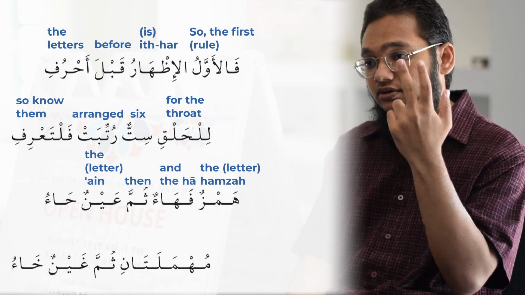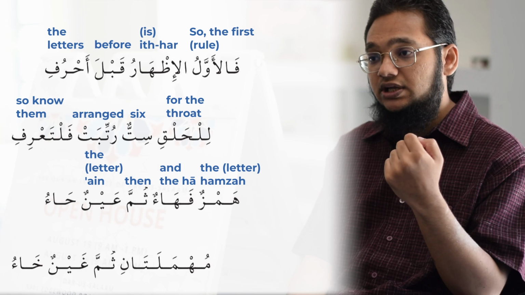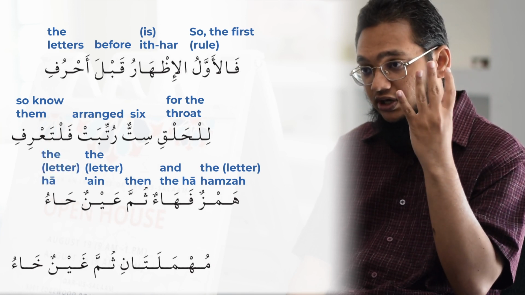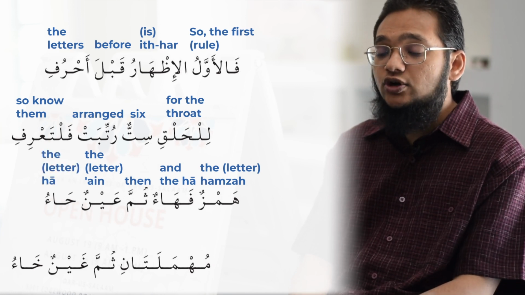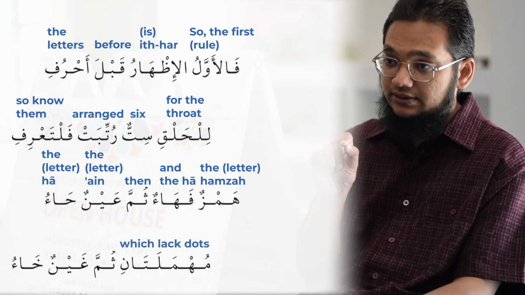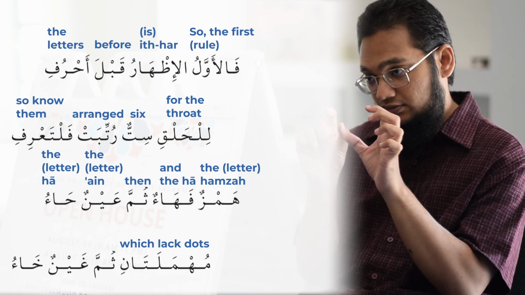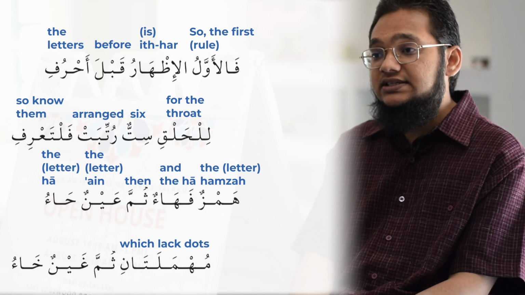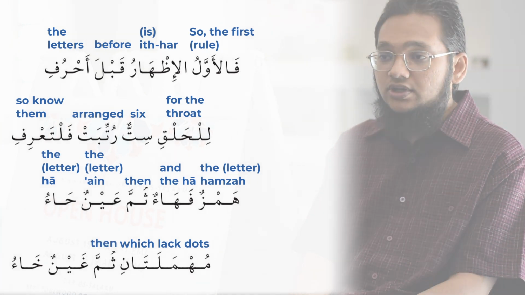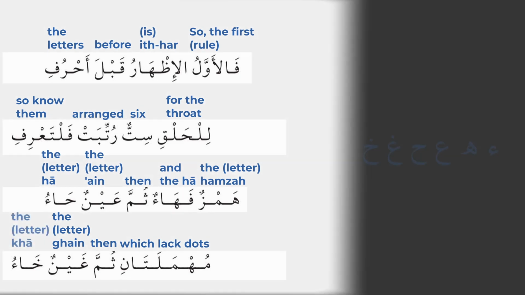Thumma ghaynun, hamzun faha'un thumma aynun ha'u. Then ha, the fourth letter of izhar is ha. Then he says muhmalatan. Muhmalatan means the letters that don't have dots in them. So ayn and ha do not have a dot on these letters. Then he says thumma ghaynun kha'u. The fifth letter of izhar is ghayn, and then the sixth letter is kha, and so on.